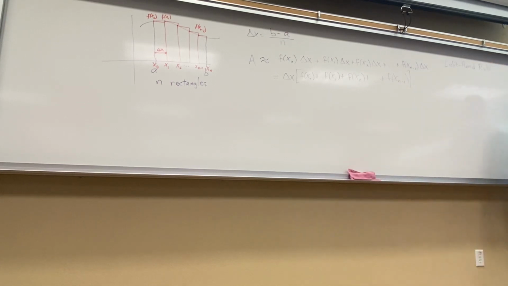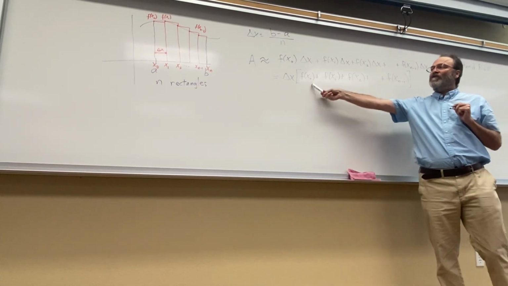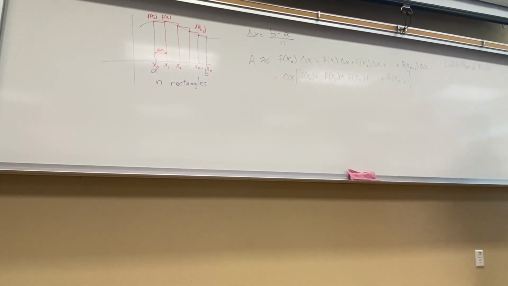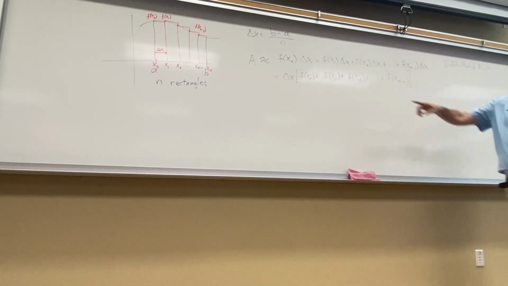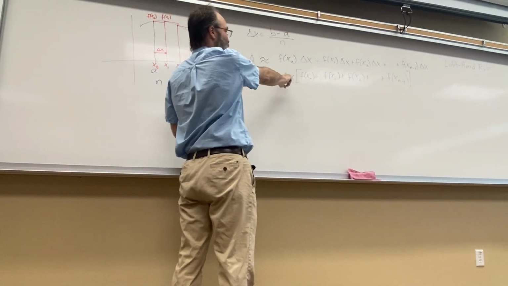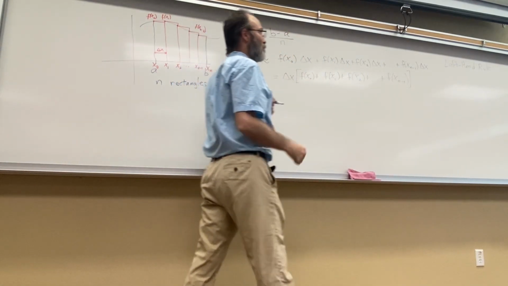Okay, so we can factor out that delta x. Basically what's happening here is we're just adding up all the function values and then multiplying by delta x after we're done. So when do we divide by the number? Well, the number is how we find delta x in the first place. Oh, I see, and that's the delta x that goes in that position. I see. Okay.